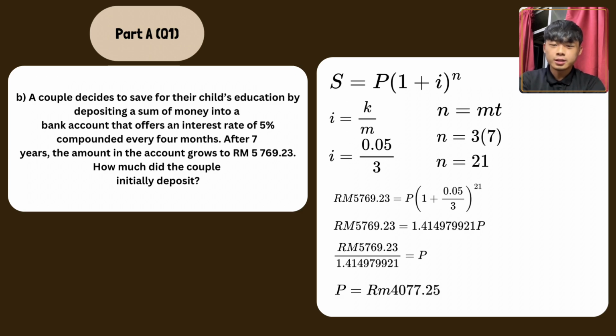So for the next question, you still use the same formula, which is the compound interest. To find the i, k over m. The k will be the interest rate 0.05, over m. The compounding is every 4 months, so the m will be 3. To find the n, it equals mt. The m will be 3, which is the compounding frequency, and the time will be 7 years. So the n will be 21.